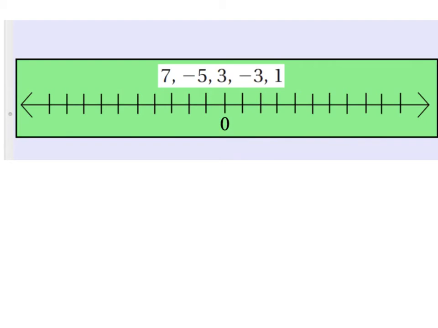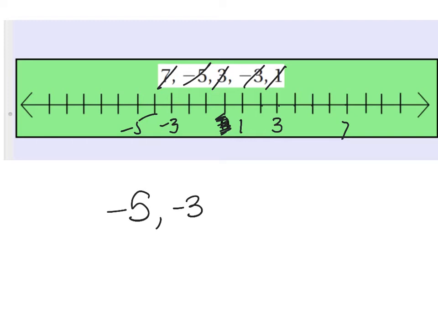Let's try it again. We'll do this one together, otherwise you can pause it and see if you can do it by yourself. We don't need 0, but I'm going to leave it on there for now. 1, 2, 3, 4, 5, 6, 7. Got that one. I'm just going to do 3 and 1. So I have 1, 2, 3. I got those. -5 and -3. 1, 2, 3. Here's the -3. 4, 5. Here's a -5. We don't need the 0. I got those two. So the order is -5, -3, 1, 3, 7.